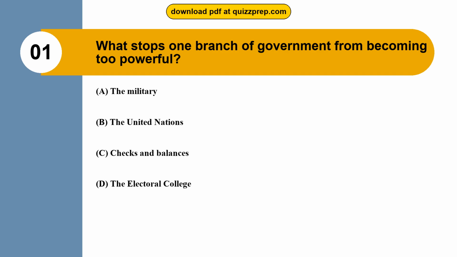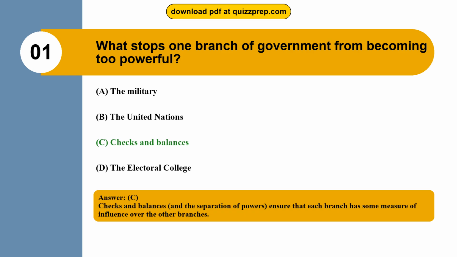Question 1. What stops one branch of government from becoming too powerful? Option A, the military. Option B, the United Nations. Option C, checks and balances. Option D, the Electoral College. The correct answer is option C, checks and balances.